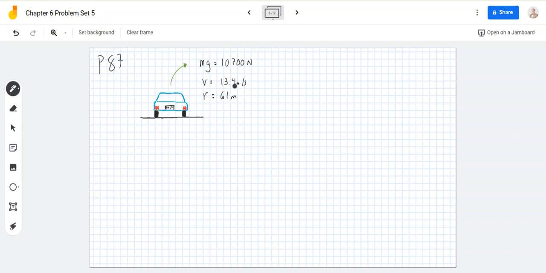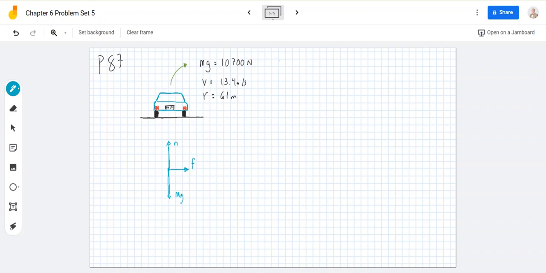So it says, what is the magnitude of the frictional force required to keep the car on a circular path? All right, well, let's draw a force diagram, see what it looks like. So there's the weight. It's on a flat surface, so there's the normal force. And then it's turning this way, so it has to have some force inward, and that is the friction. If you've ever tried to take a turn without friction, you just go straight. So this looks pretty good to me.